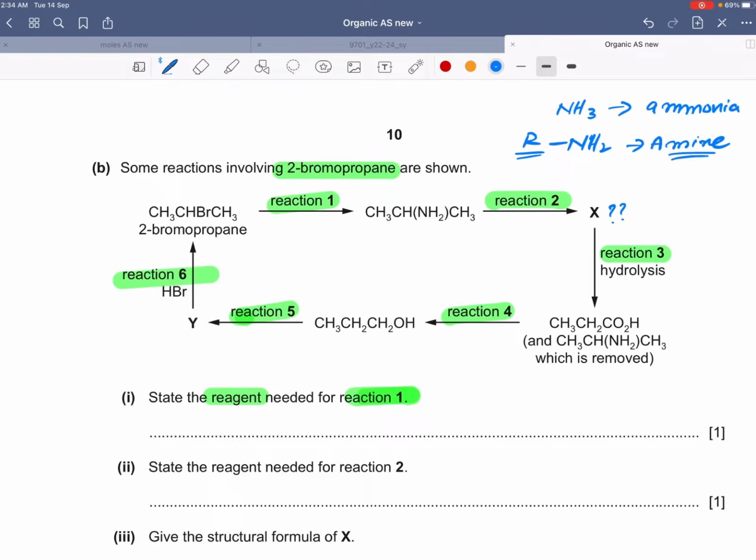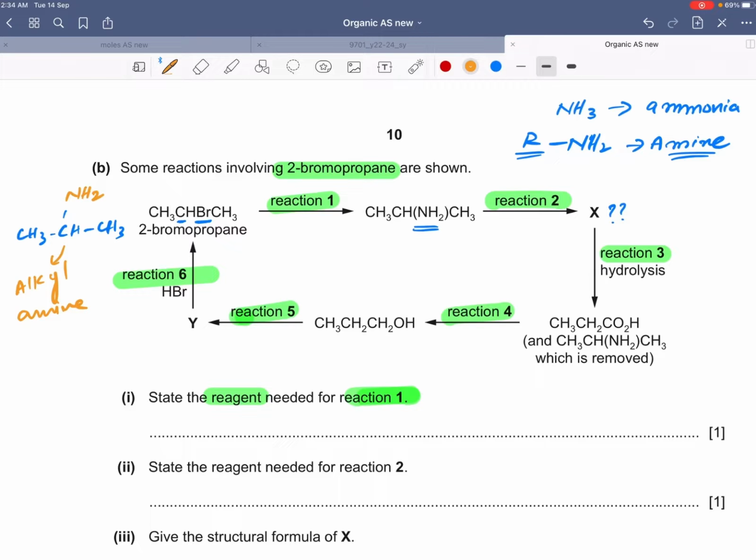This is called an amine. And as you can see, at the start of the reaction we have the Br group on the second carbon. This Br is attached to this carbon, CH. If we draw it in structural form, this is CH3, CH, Br is attached here, and then we have CH3. And what happens in reaction 1 is that the Br is replaced by NH2. So the Br is gone, and now we have an NH2 group attached. So again, this is substitution, and this is an alkyl amine.